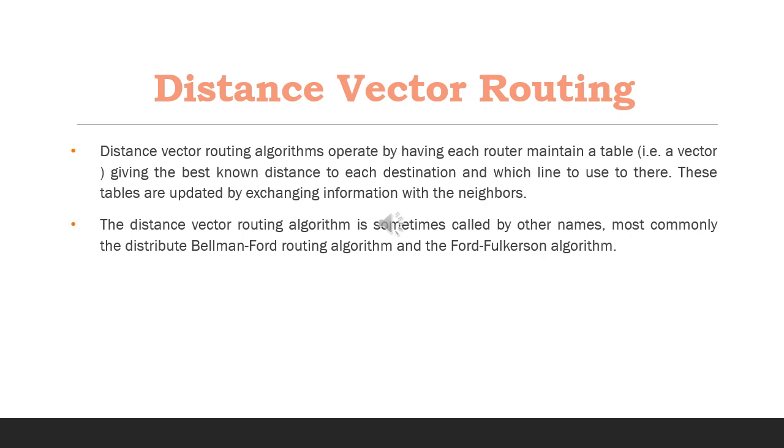Distance vector routing algorithms operate by having each router maintain a table, that is a vector, giving the best known distance to each destination and which line to use to get there. These tables are updated by exchanging information with the neighbors. The distance vector routing algorithm is sometimes called by other names, most commonly the distributed Bellman-Ford routing algorithm and the Ford-Fulkerson algorithm.